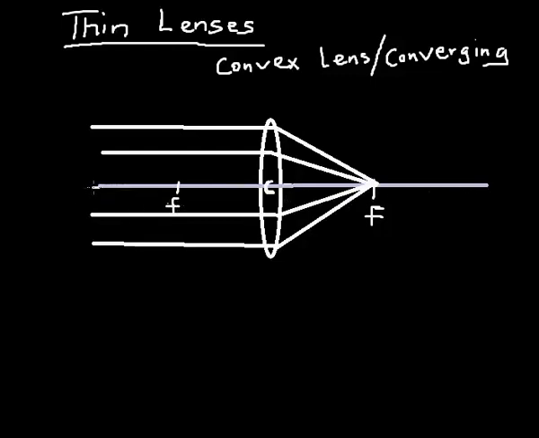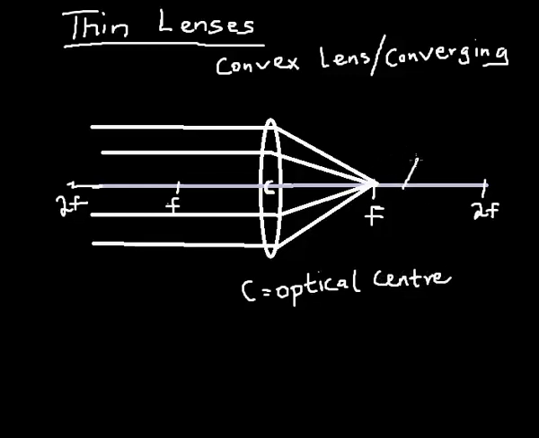Then of course, after the principal focus, I have 2 times the principal focus, 2f. Here too I have 2f. Now this 2f is equivalent to the center of curvature of a mirror, so please take note of that. And the C here is what we call the optical center, which is equivalent to the pole in a mirror. This line here, you know very well, is my principal axis.